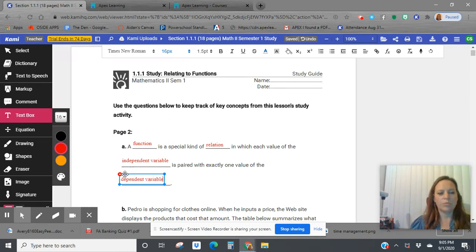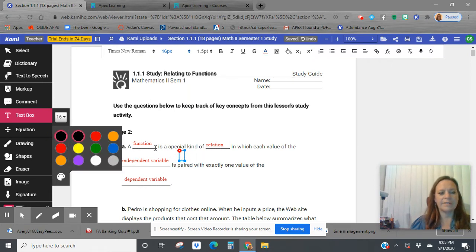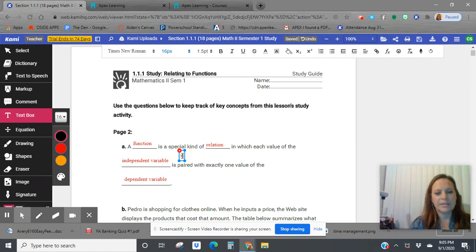Now, if these words are new for you, dependent variable and independent variable, I'm just going to go off to the side here and put a little side note that you might know the independent variable as the x value or the input, and you might know the dependent variable as the y value or the output instead. So if we're more familiar with these, I'm going to put these words over here to the side to give myself a reminder of what these are.